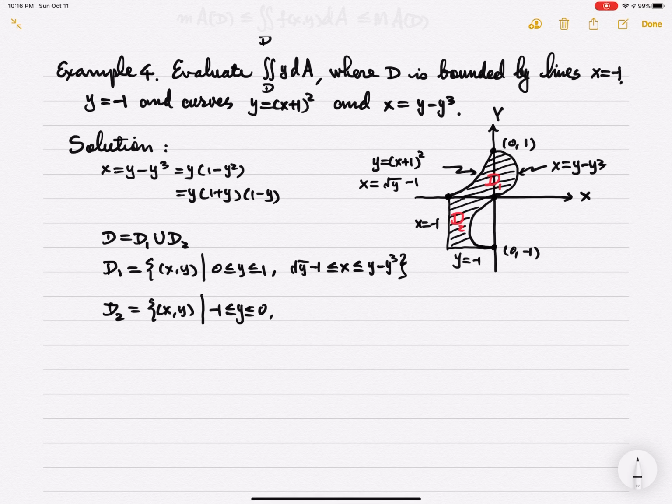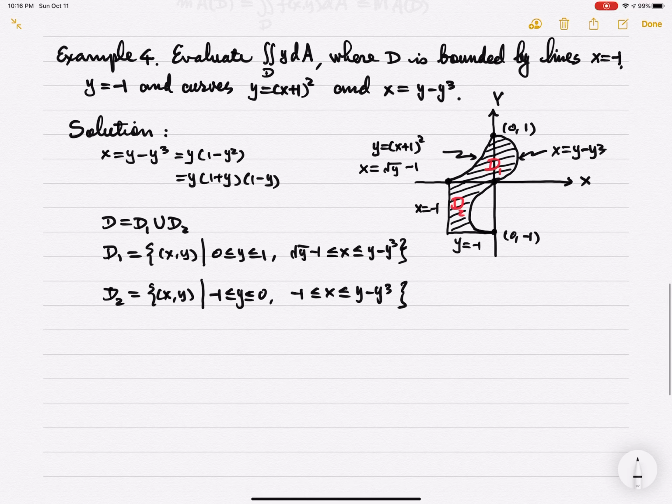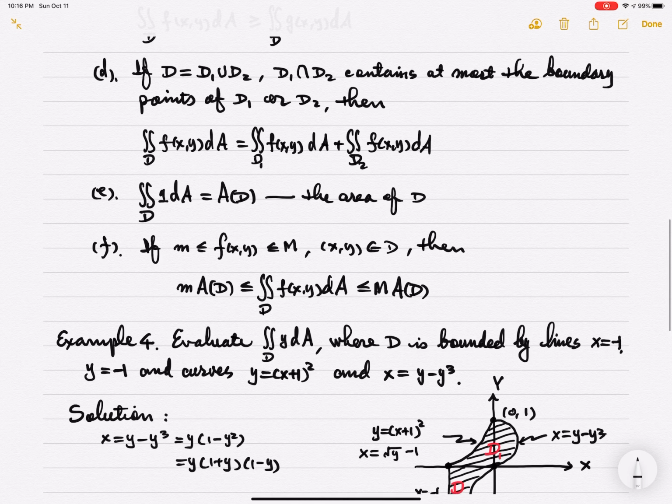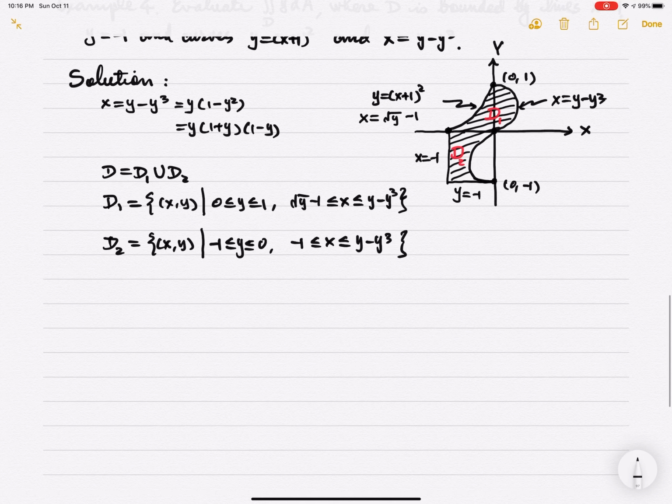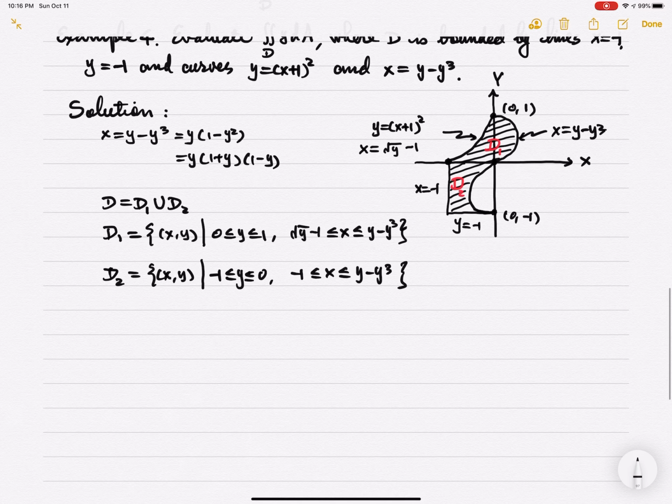And then x changes from -1 to the same curve, y minus y to the third. So we have that. And then we use the property from part D, so we break the integral into two parts. So here we say the integral of y dA is equal to the integral over D1 of y dA plus the integral over D2 of y dA.